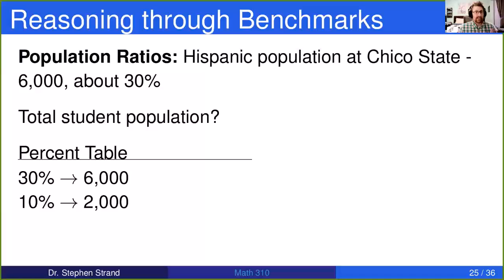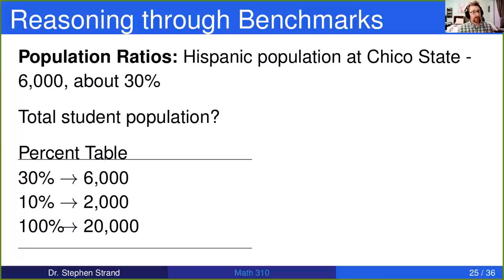And then from there, hopefully it's not too hard to get to 100% using 10%. So now we would take 10 times that, right? If we take 10% times 10, that's going to give us 100%. So if we have 2,000 multiplied by 10, we find that the total student population is about 20,000. Again, these numbers are not 100% accurate. Shouldn't have used percent there, sorry. I did not mean that pun. But they're approximately what the ratio at Chico State actually is.